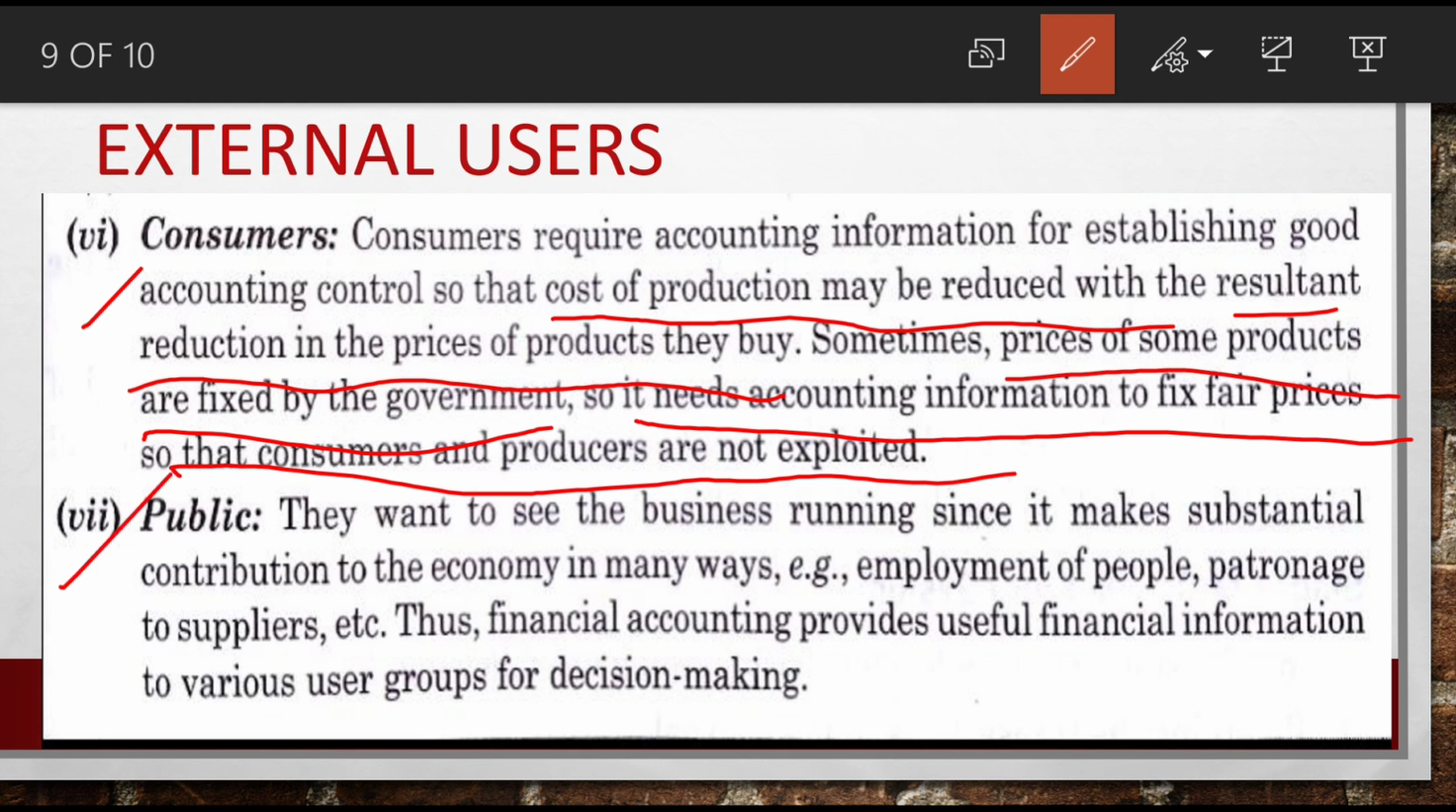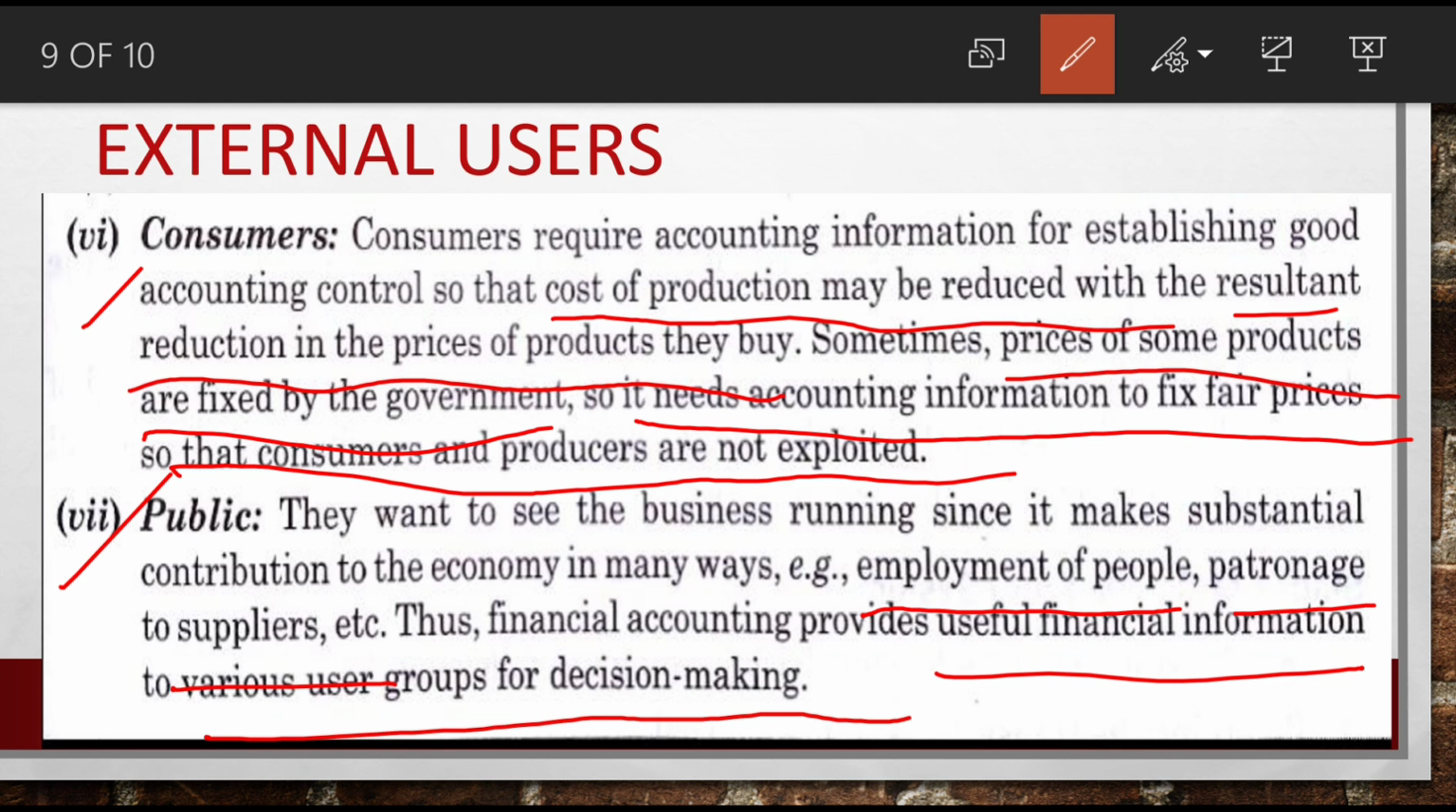Last user, external users, that is the public. They want to see the business running, since it is a substantial contribution to the economy in many ways, that is employment of people, then patronage to the suppliers, etc. Thus financial accounting provides useful financial information to the various user groups for decision making.